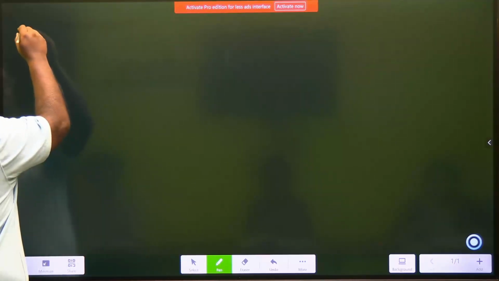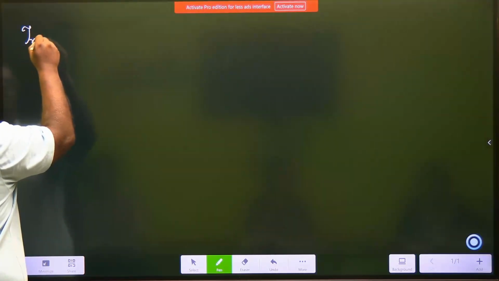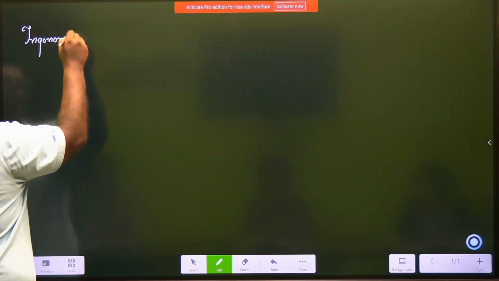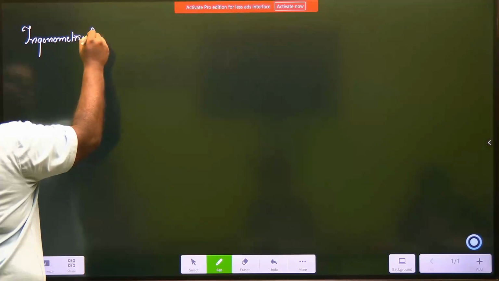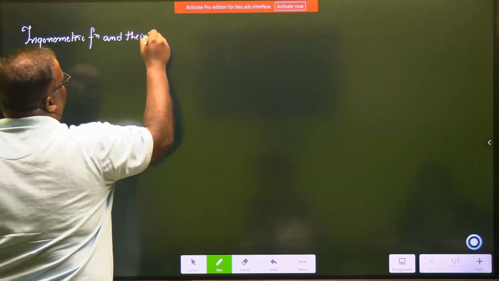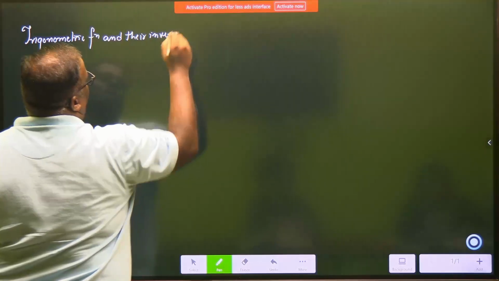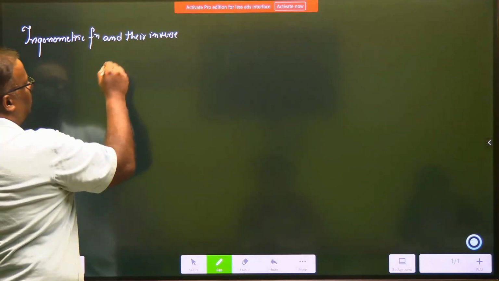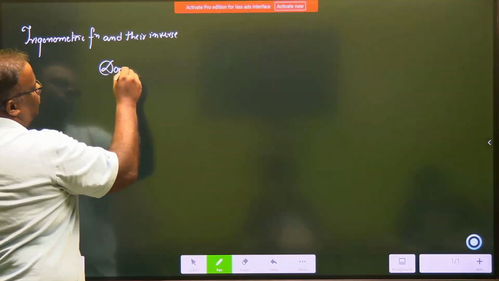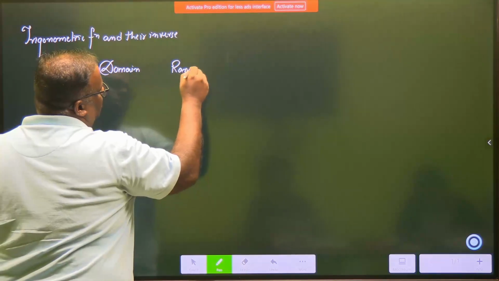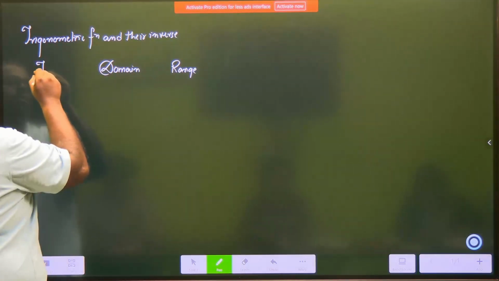Okay, so let's talk about our trigonometric functions and their inverse, and we'll talk about the domain and range. Now, how to remember and how to do it, because every time you won't be able to draw a graph. Domain, range, right? And let this be our function.